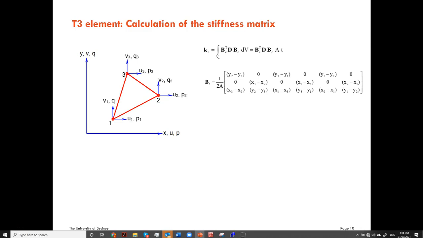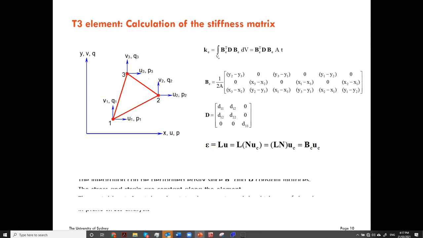So remember that this is a B matrix, the D matrix can be expressed in this general form. So these are the general expressions for linear elasticity, plane stress, plane strain, or anisotropic elasticity. The strain can be calculated like this, and at the end, you're going to see that the strain is equal to the B matrix multiplied by the nodal displacement. It means that in this element, the strain is constant inside of the element.